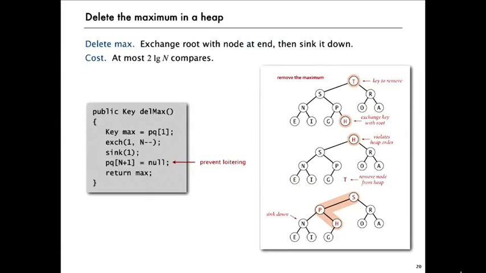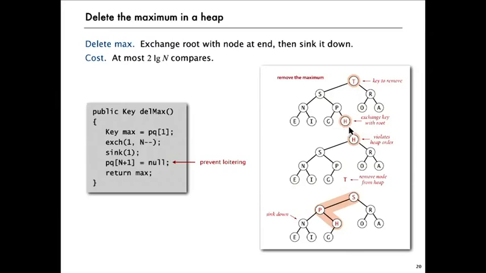So delete the maximum, we have to do two things. One thing is the size of the heap has got to go down by 1. The other thing is return the maximum. Well, we know the one that we want to return is the one at the root, so we'll save that value away to return to the client.